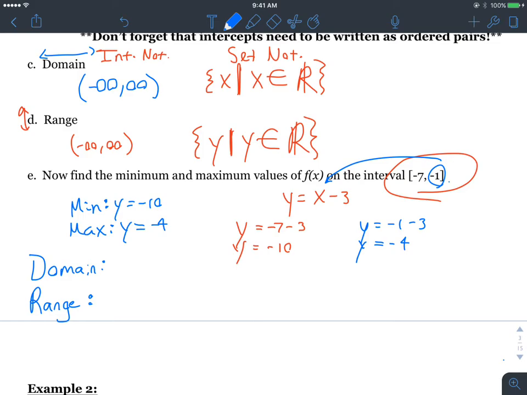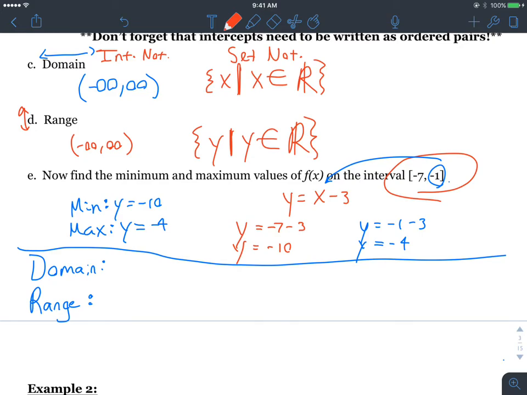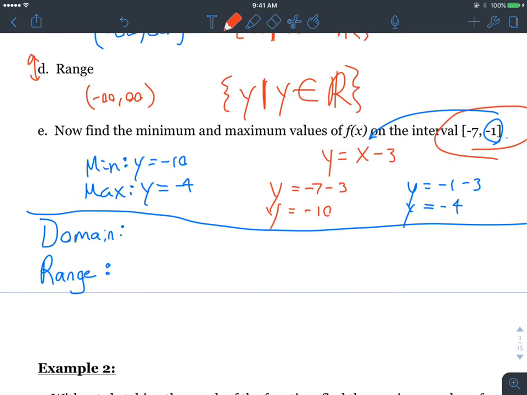Now I added this extra section here, domain and range, when they give you intervals like this, because sometimes they might ask you that, so I wanted to add this in here. So if you want to add this at the bottom of your page, it's not very hard. If they give you an interval, they're usually telling you the x values here, which also is your domain right there. So our domain on this here, we're going to say it goes from -7 to -1. It's the same exact thing as that given interval right there.